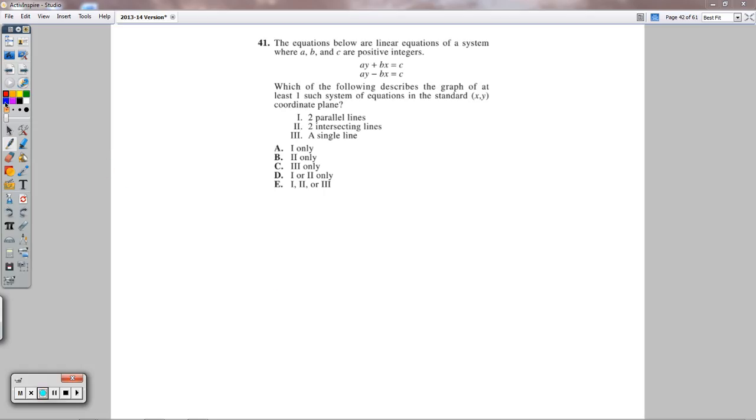Number 41 says the equations below are linear equations of a system where a, b, and c are positive integers. You have ay plus bx equals c, and you have ay minus bx equals c. Which of the following describes the graph of at least one such system of equations in the standard xy coordinate plane? So you could have option 1, 2 parallel lines, option 2, 2 intersecting lines, or option 3, a single line. Perhaps more than one of those will apply.